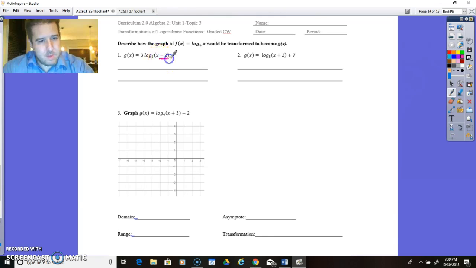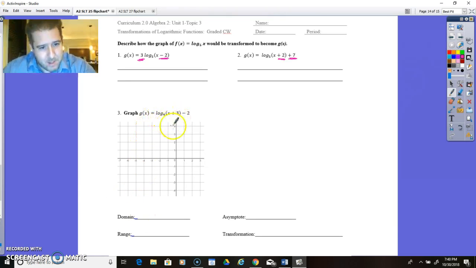Okay, so this is moving right 2, and this is a vertical stretch. It's being stretched out by a dilation factor of 3. This is moving left 2 and up 7. Those are the transformations there.